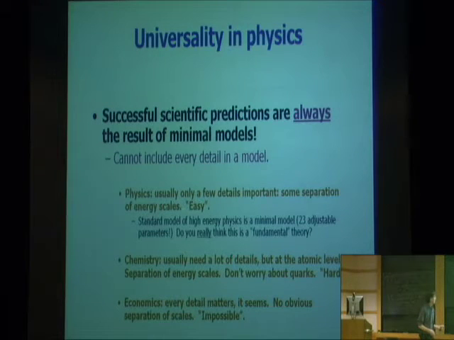In physics, the reason it's so successful is that there are only a few details that are important. The questions we ask are really easy ones, and so we can make some progress. In chemistry, you usually need a lot more details at the atomic level, but there is still a separation of energy scales. Again, you don't have to worry about quarks, but you may have to worry about atomic and molecular interactions at many different scales, and that makes it hard. Then there are other problems, say economics, where we don't know if there's any simplification that can be made. Every detail seems to matter.